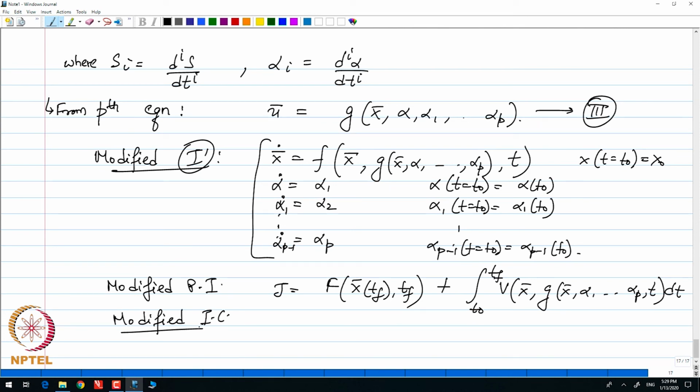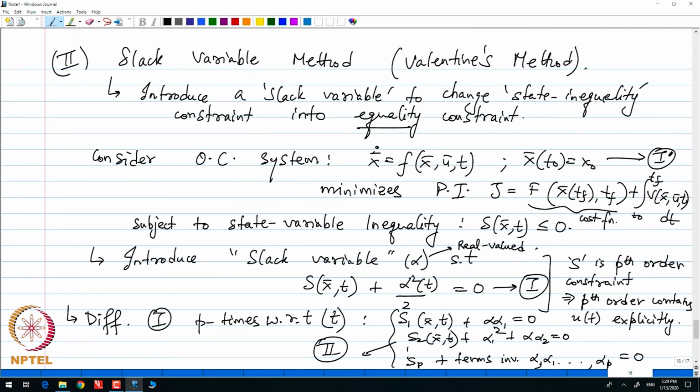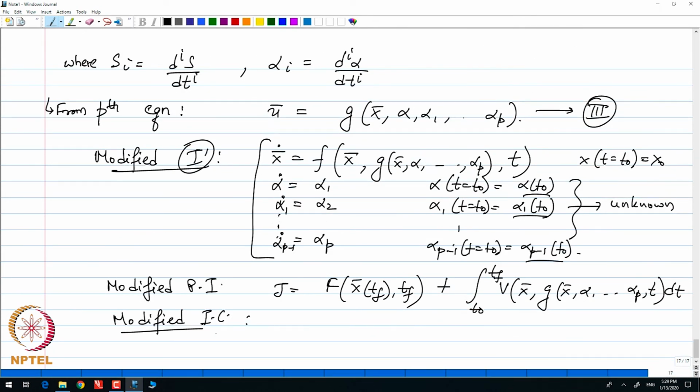I need to find all these; these are still unknowns, right. These values that I have just mentioned can actually be found from our set of p equations given by 2. So, from here I can find the initial values of all the alpha i's. So, the modified initial conditions from my set of equations 2 are as follows.